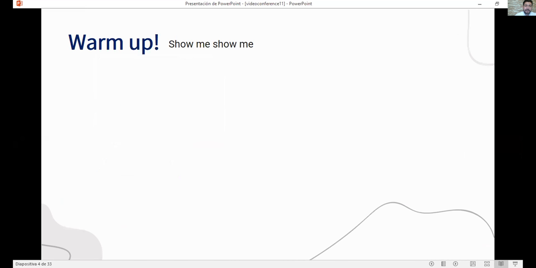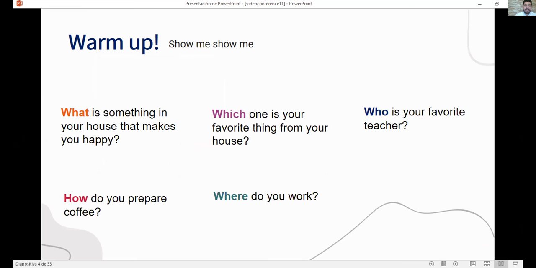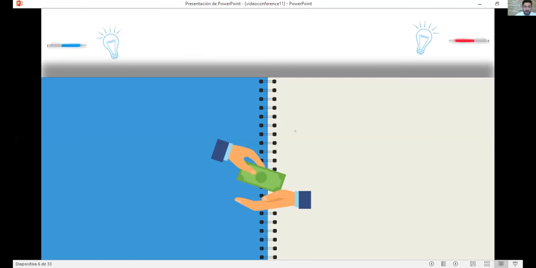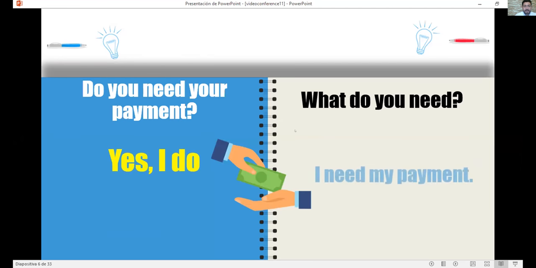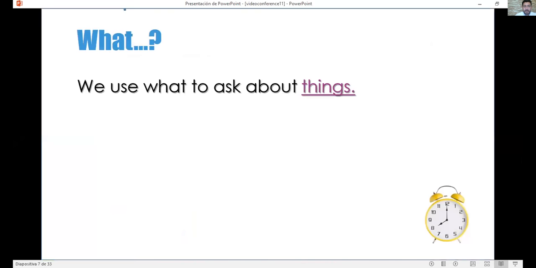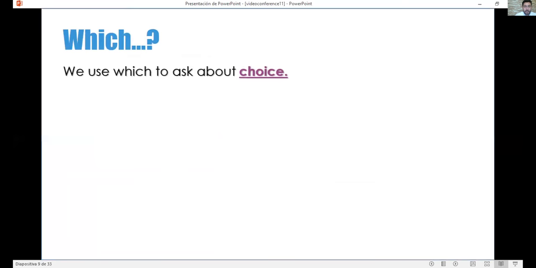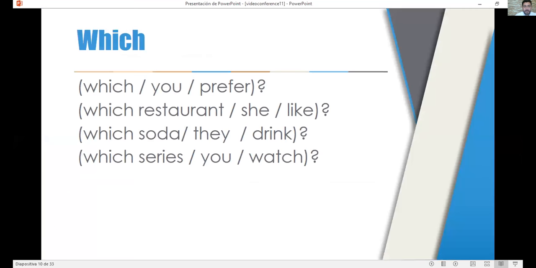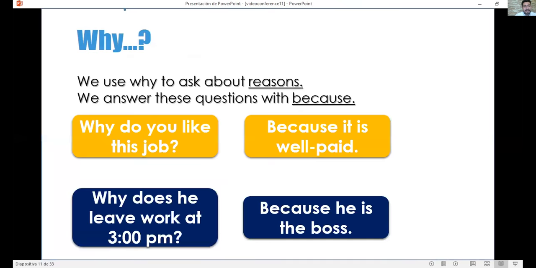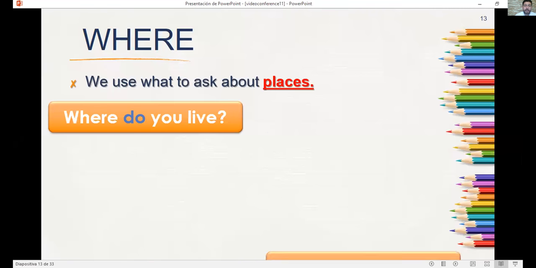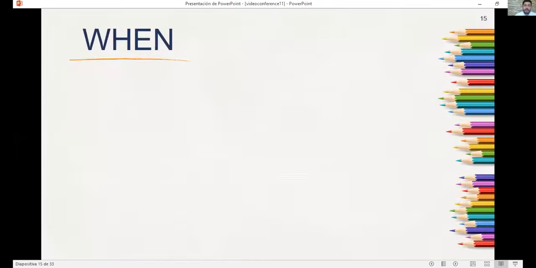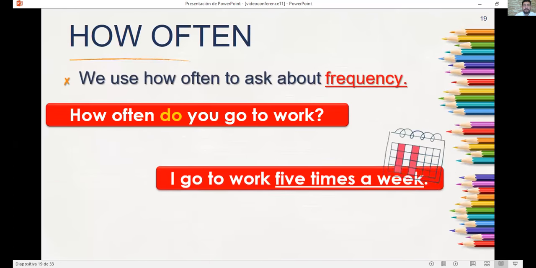We started with the activity, making some questions, and having students identify the WH words, then explaining the difference between a yes-no question and a WH question. Then we clarified that what refers to things, which refers to choices, why to reasons, where for places, when for time, who for people, and how often for frequency.